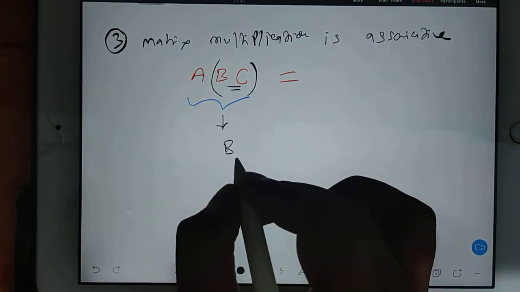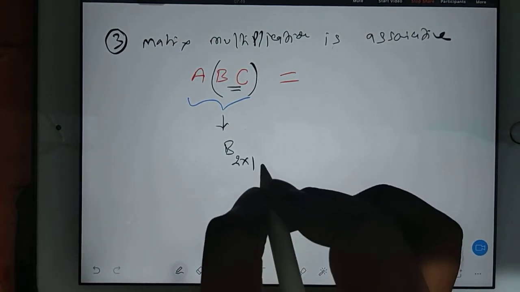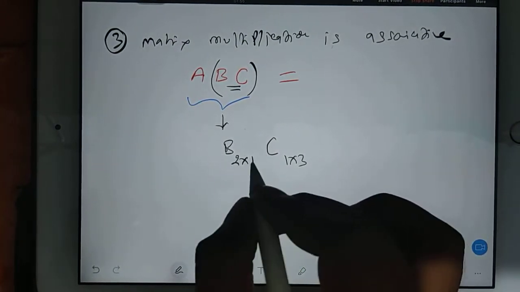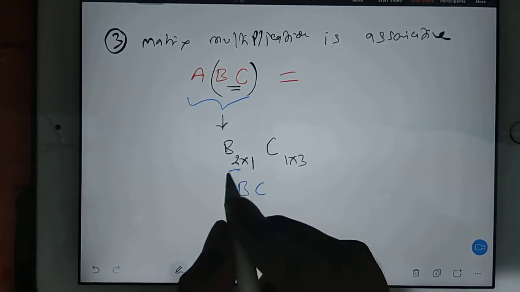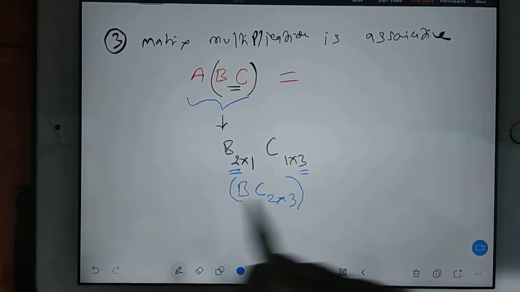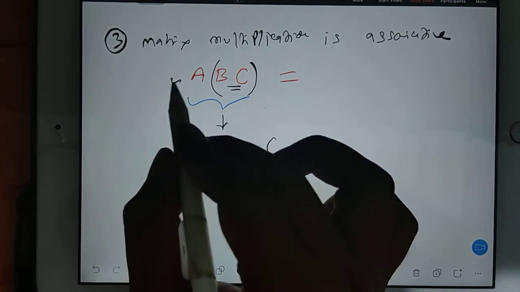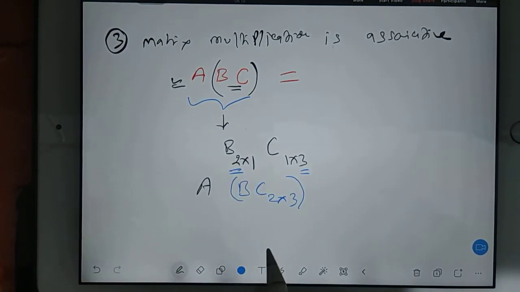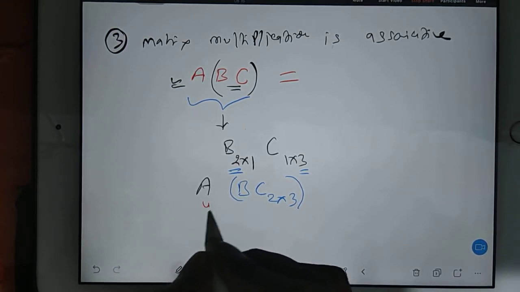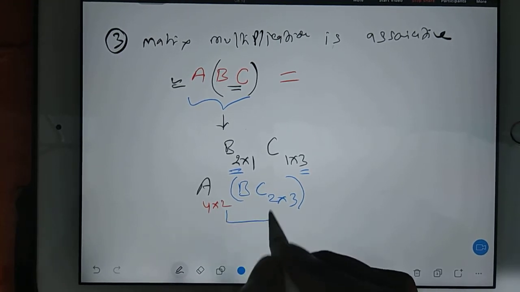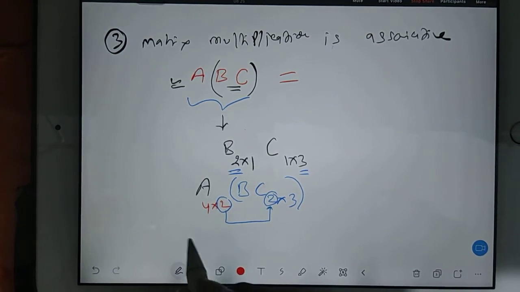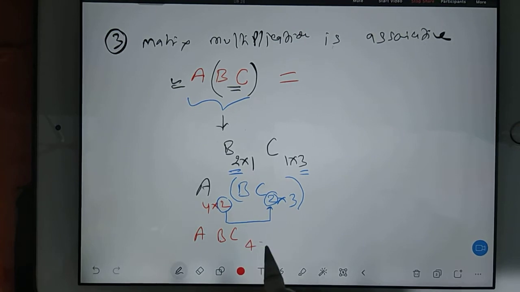Suppose B and C you are multiplying first. The order of B matrix is 2 into 1 and the order of C matrix is 1 into 3. Then if I multiply both, I'll get a matrix BC with order 2 into 3, the remaining portion, right? Now this I am going to multiply with a new matrix, this matrix A. So what should be the order of A? Row can be anything, but column must be 2. Suppose row is 4 but column is 2. So this 2 and this 2 are the same, so I can multiply them. I'll get a final matrix ABC with order 4 cross 3.